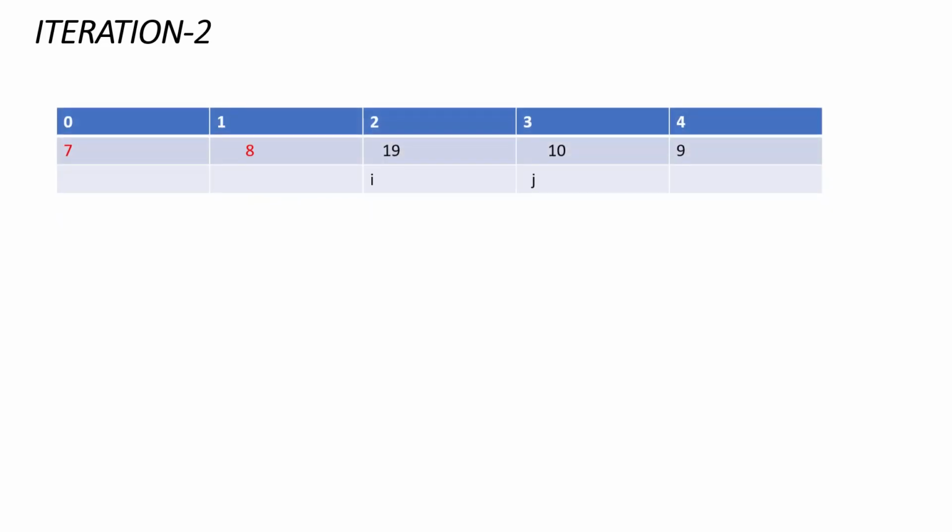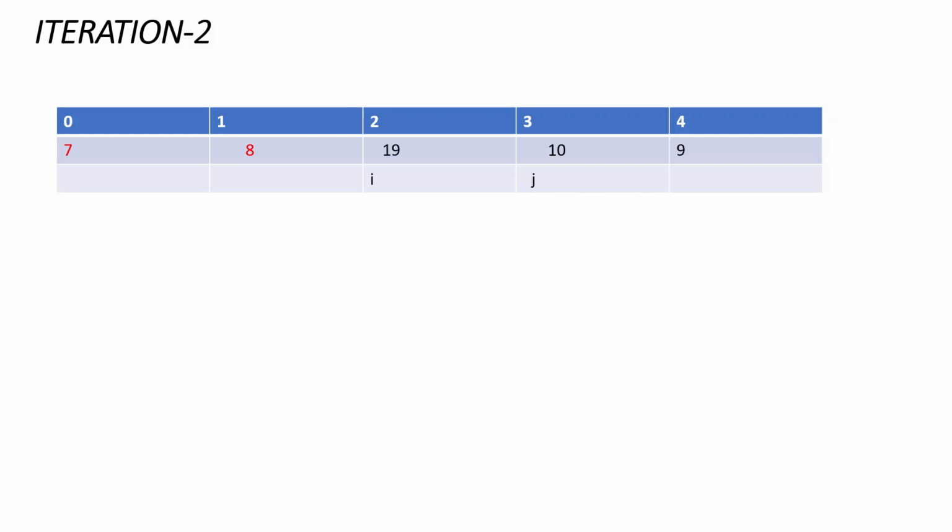In iteration 2, that is the third iteration, the elements at indexes 0, 1, 2, 3, 4 are 7, 8, 19, 10, 9 respectively. As I discussed before, after the completion of every iteration, I am going to increment i by 1. In the previous iteration, i was at index 1. Now i is at the second index. Again, I am initializing j to i plus 1. Again I have to check the same condition, whether the element at index i is greater than the element at index j or not. If it is true, I have to swap those two elements.